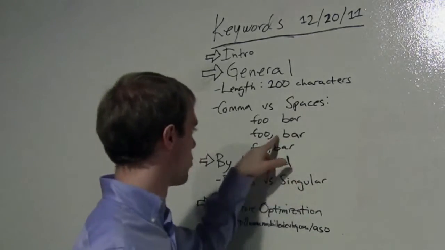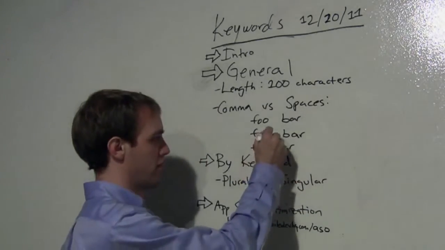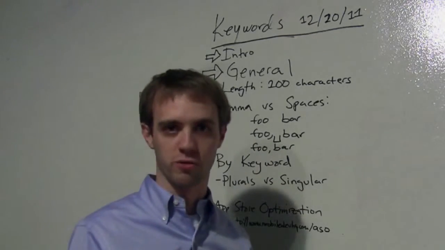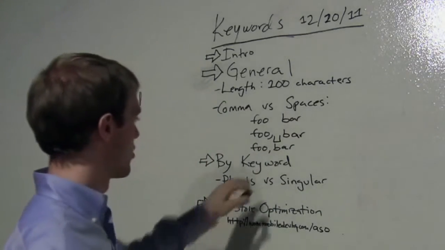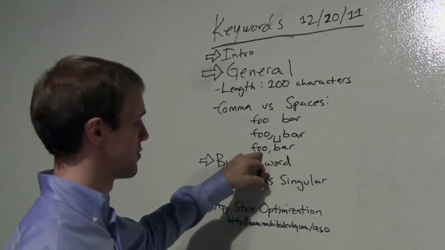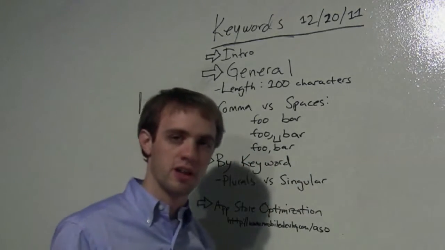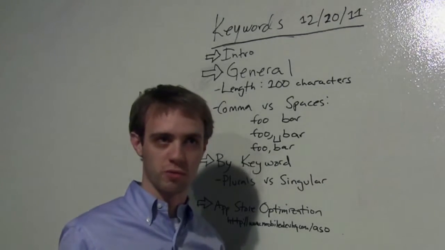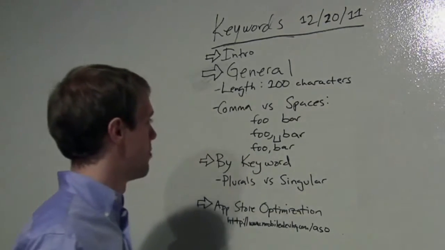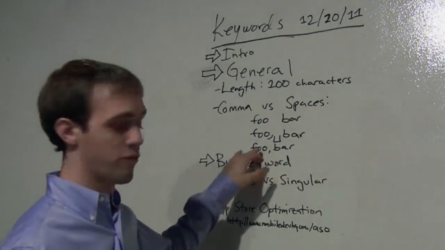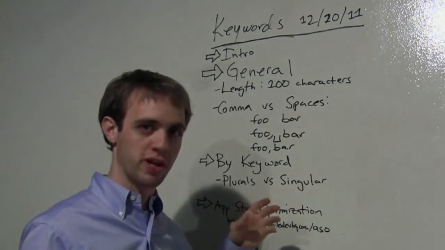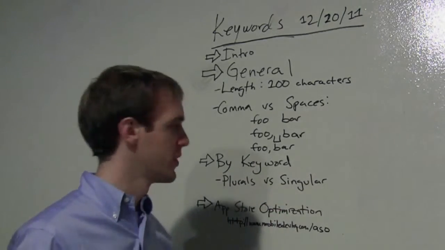You now have a wasted space in the middle here where you could have an extra character, and going forward with many different keywords that could actually add up. So the third one is what you want. The third one is foo comma bar. That allows you as a developer to have the least amount of wasted space, and also rank for both foo and bar. And Apple will be smart enough to also rank you then for foo bar.